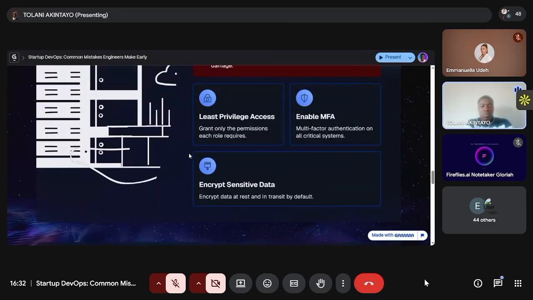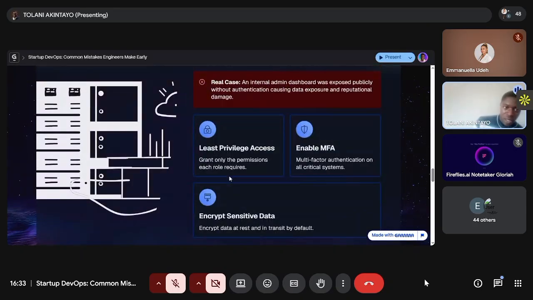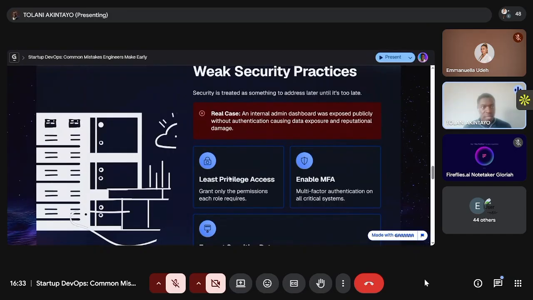Also, encrypt. It's very important to encrypt your sensitive data, be it in your database or wherever. It should be encrypted, so that even if somebody at some point bypasses, they won't be able to get anything, because the data is encrypted. All they will see is a bunch of gibberish that doesn't make sense. So these are some few things, and I just put them in here. There are a lot more than this.